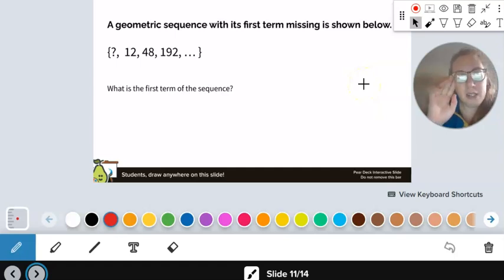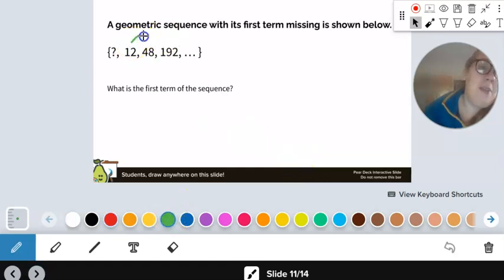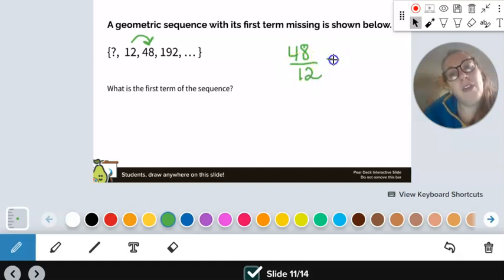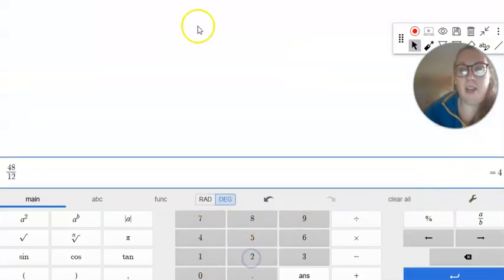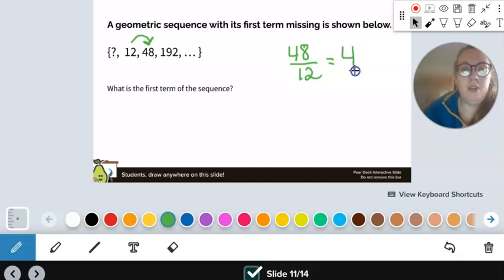A geometric sequence with its first term missing is shown below. What is the first term? So how did we get from 12 to 48? We can figure that out by doing 48 divided by 12. Maybe you know what that is. If you don't, type it into your calculator and we get 4, which means we were multiplying by 4 each time to get our next sequence term. So to go backwards, we just divide by 4.